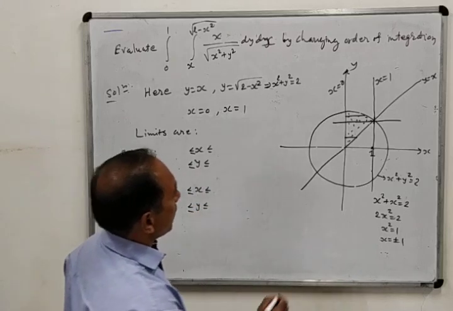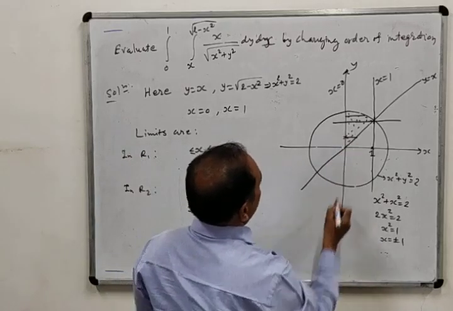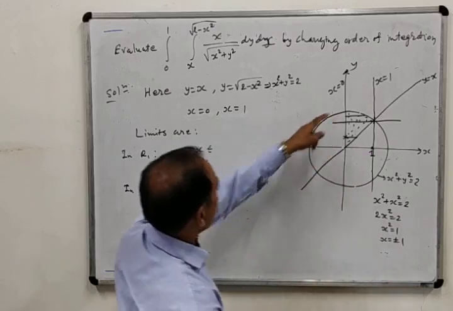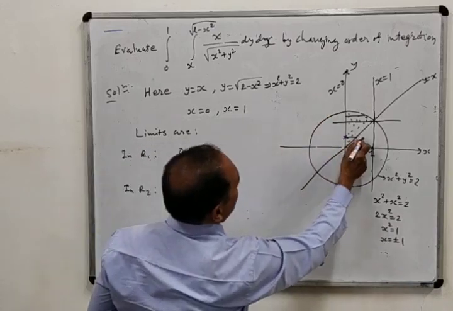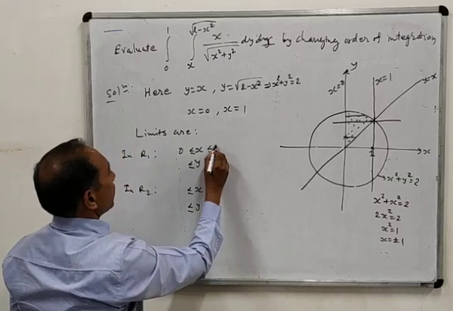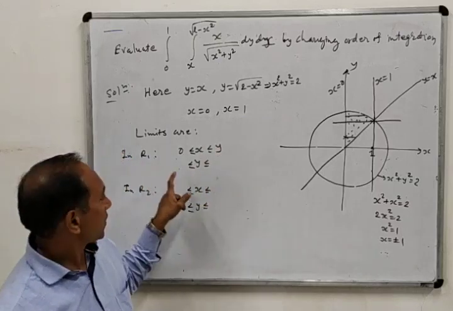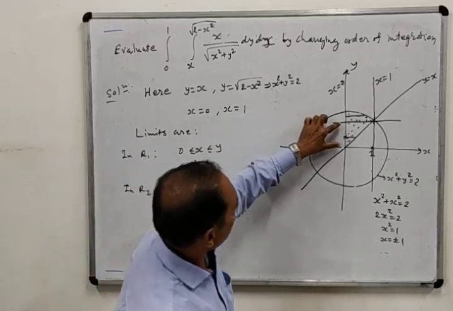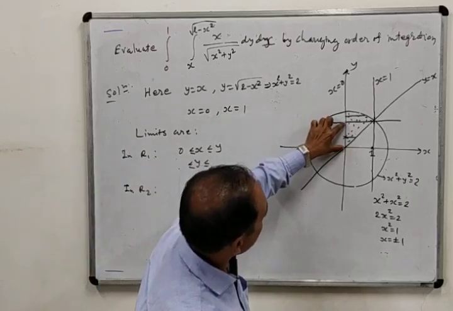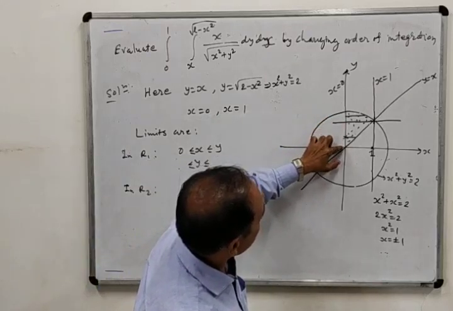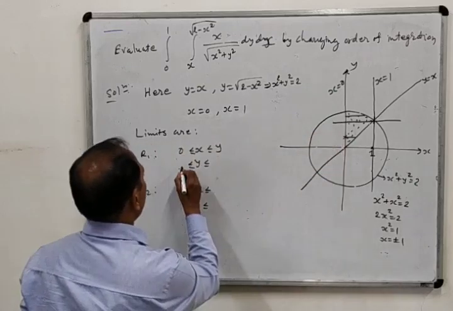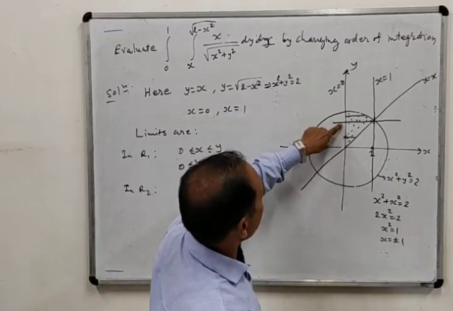So here in R1, x equal to 0 here. Here this is on this straight line, so x equal to y. Now we will find out the limits of y here. Obviously these limits are constant. So see y axis only. So this lies in between these 2 points. Here y is 0, and here what is y?